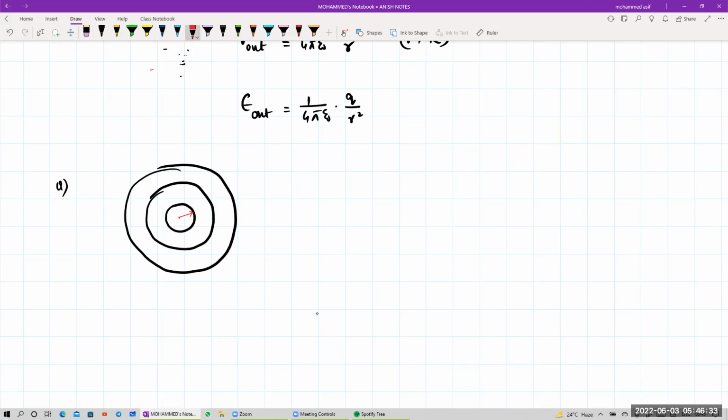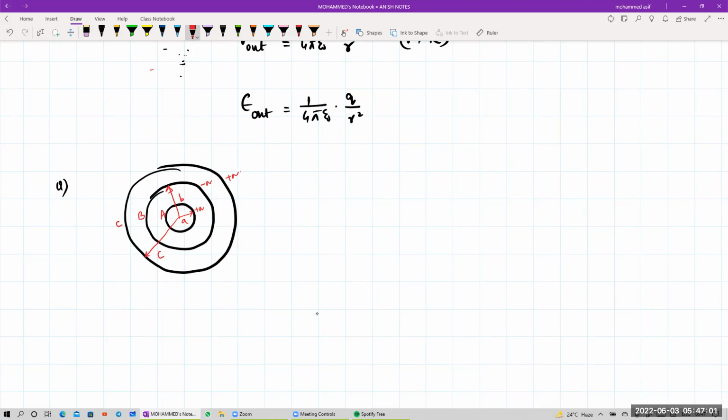Inner sphere radius is small a beta. This one sphere is small b. And this one is small c. Okay? The charge on this is plus sigma, the charge on this is minus sigma, and the charge on this is plus sigma. So this one is A, this one is B, and this one is C. A, B, and C.